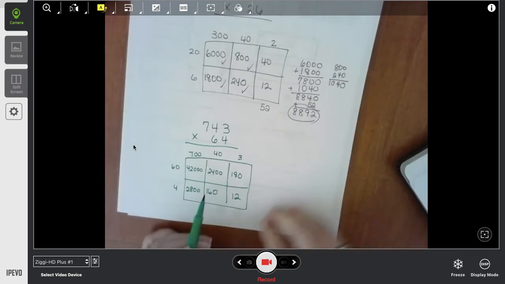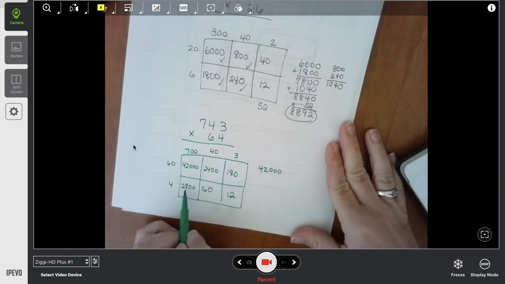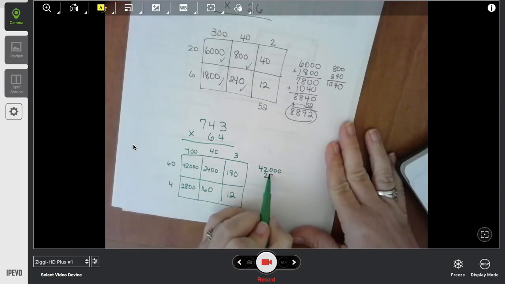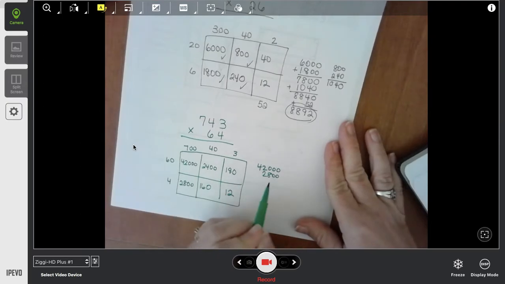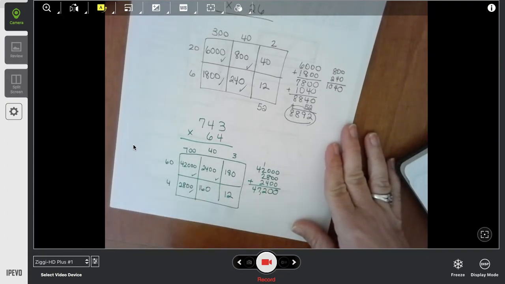Okay? All right, let's put it together. Let's start with our 42,000. And this only has 4 places, so I want to make sure I have that lined up correctly. And I'll add this 2,400 as well. Put it all together. 47,200. We've added those 3 together.